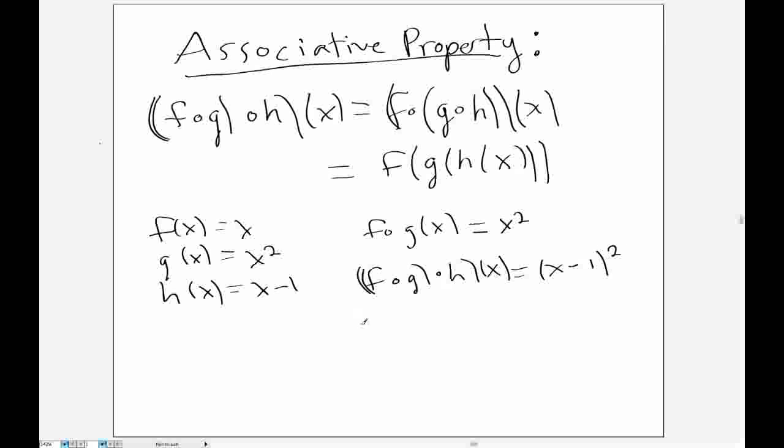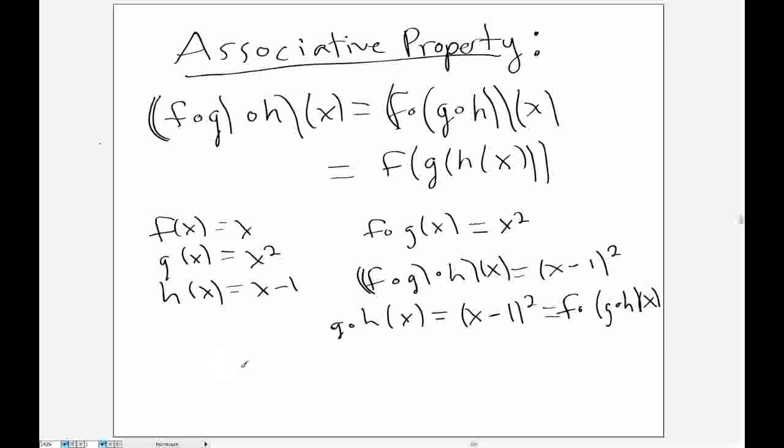Well, now g of h of x is equal to (x minus 1) squared. So then it follows that this is equal to f of g of h of x, because f of x is just equal to x.